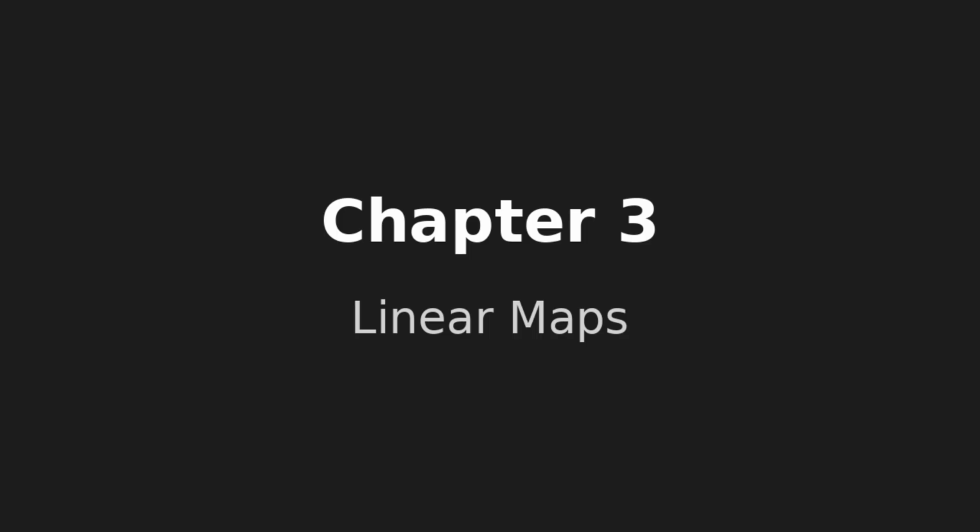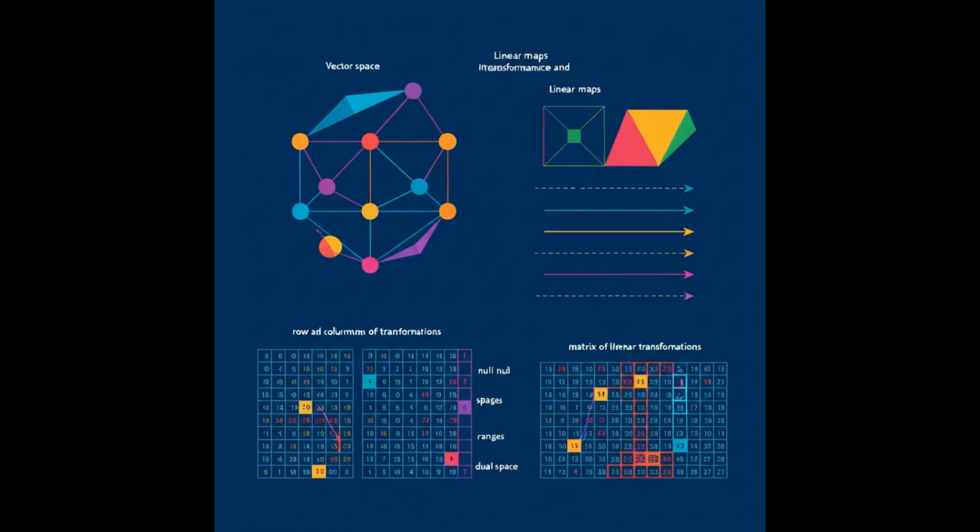The matrix M(T) records T's action relative to chosen bases, so that M(ST) equals M(S)M(T). The matrix of a map, column-row interpretation, and change of basis formulas tie linear maps to matrices.